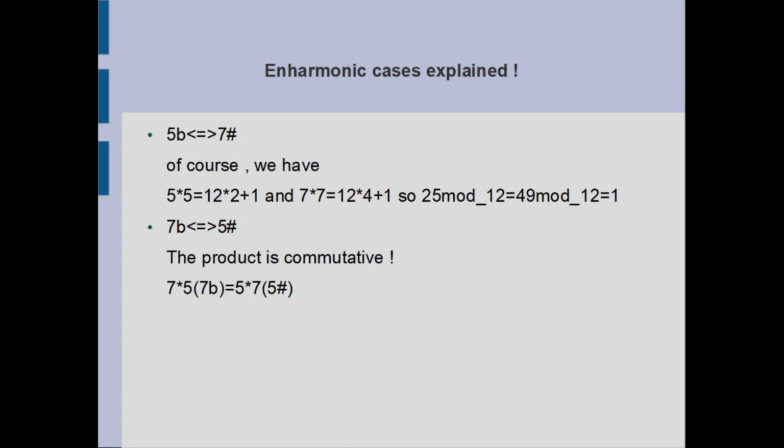The following one is funnier. 7 flat is equivalent to 5 sharp. Why? Because the product is commutative. When you have 7 times 5, you can see it as 7 flats, because 5 means flat. But you can also see it as 5 times 7, and 7 means a sharp. Because the product is commutative, you can switch the factors. It's the same thing.